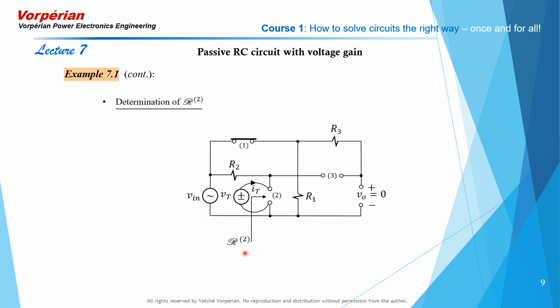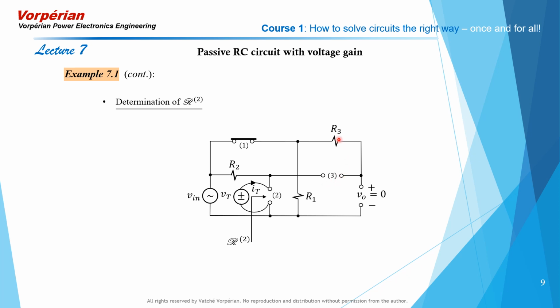Next, we determine the null resistance looking into port 2 with the response V0 nulled, and each of the other two ports, 1 and 3, in their reference states. The reference state for port 1 is a short, and the reference state of port 3 is an open.